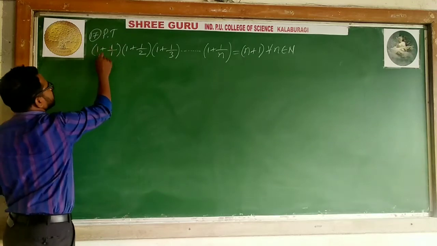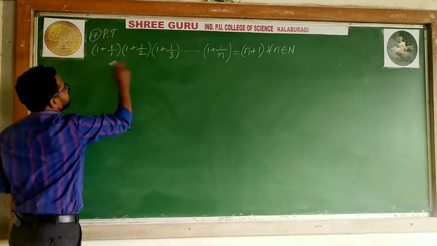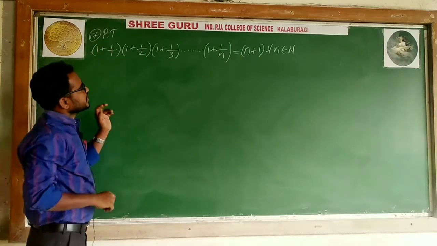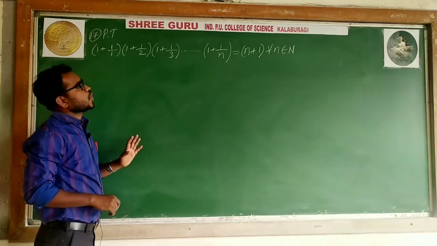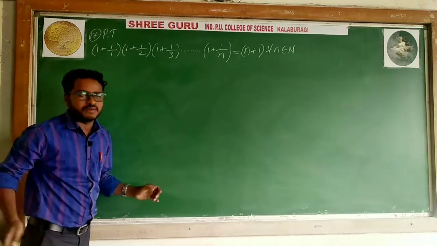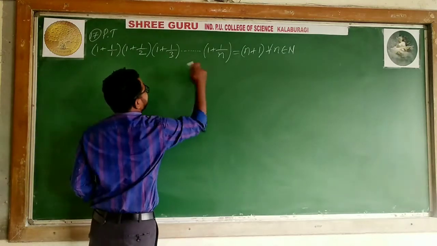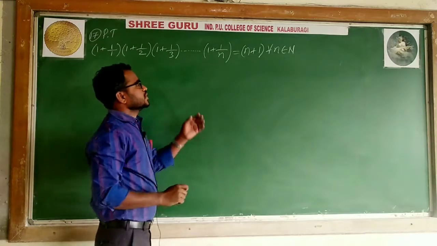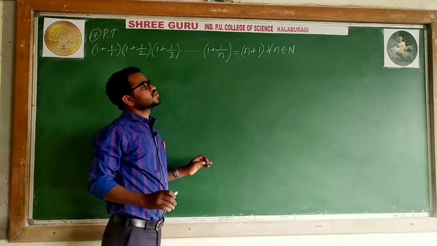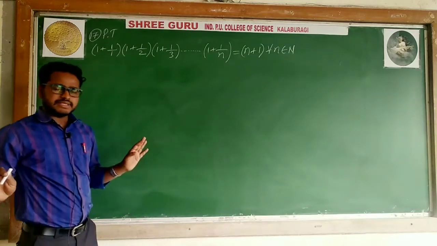What is the given problem? 1 plus 1 by 1, second bracket 1 plus 1 by 2, third bracket 1 plus 1 by 3, and so on. How many brackets do we have? N brackets. This is equal to n plus 1 for all n belonging to capital N.